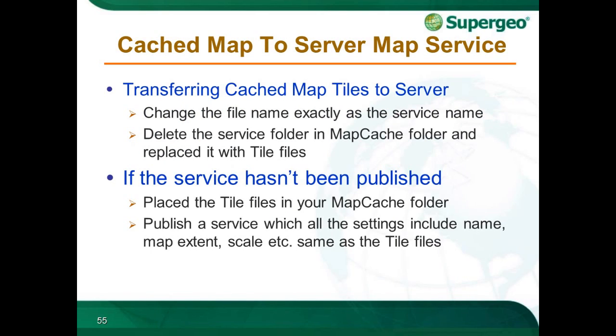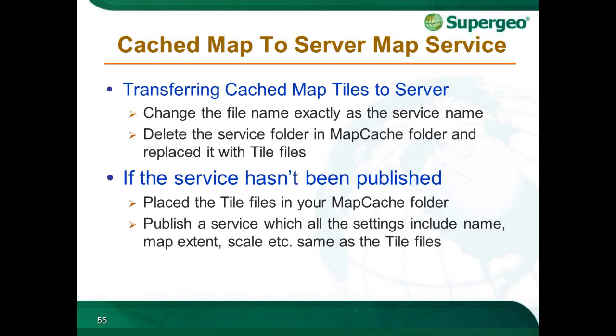And the final part, if you want to use the STC file which was generated with the SuperGIS Desktop, you can simply change the name of the STC file to be exactly the same as the service you want to use in the server, and put it in the map cache folder. Or if you already have the CFG file in the map cache folder, you can delete it and replace it with the new tile file with the same name as the service.